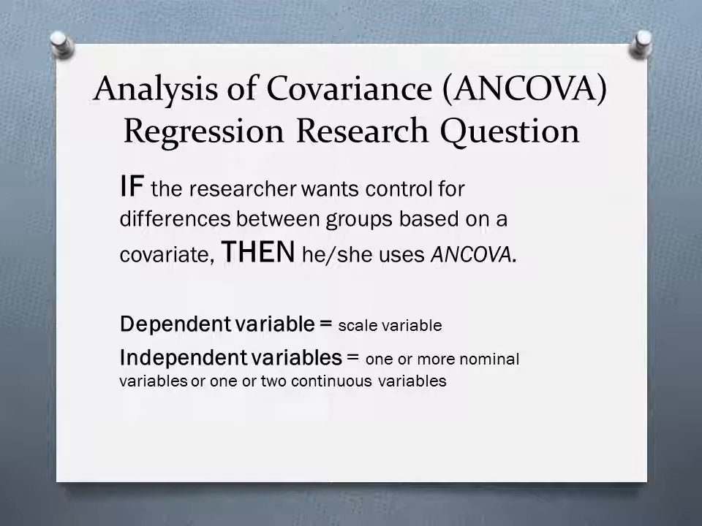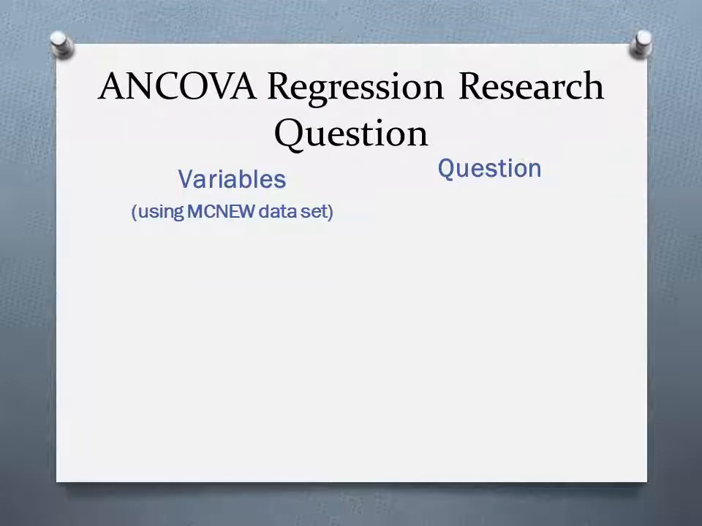The analysis of covariance regression research question. If the researcher wants to control for differences between groups based on a covariate, then he or she uses the analysis of covariance. The dependent variable should be scale, and the independent variables should be nominal or continuous.